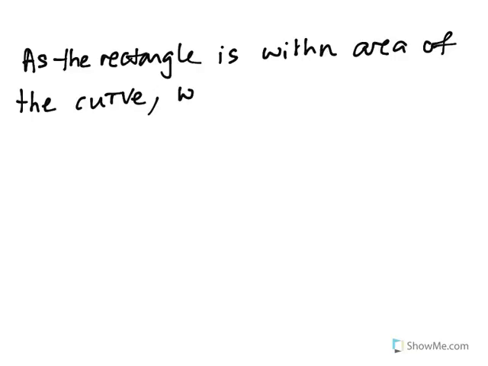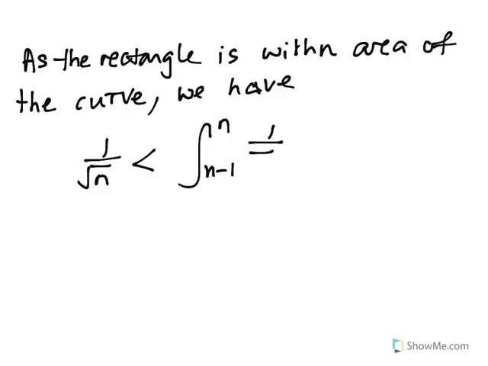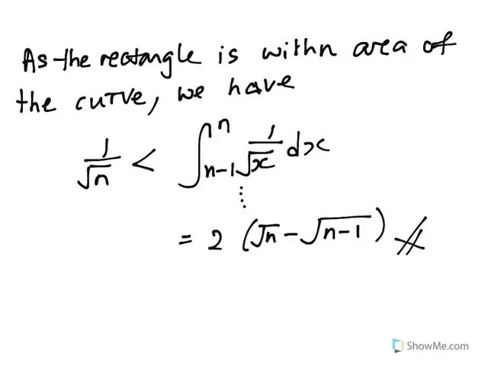Okay, we have 1 over square root n to be less than the integral from n to n minus 1 of 1 over root x dx, and this is equal to 2 root n minus root n minus 1. Okay, that is for part 1.